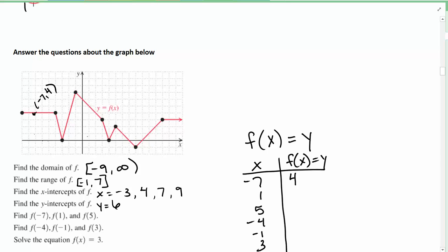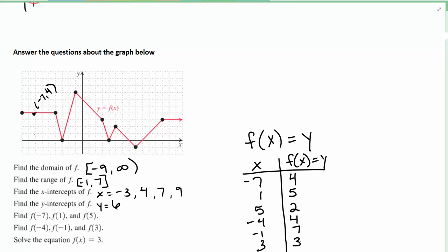When x is 1, y is 5. When x is 5, y is 2. When x is -4, y is 4. When x is -1, y is 7. And finally, when x is 3, y is also 3. So it's pretty easy to find the y values when you're given particular x values.